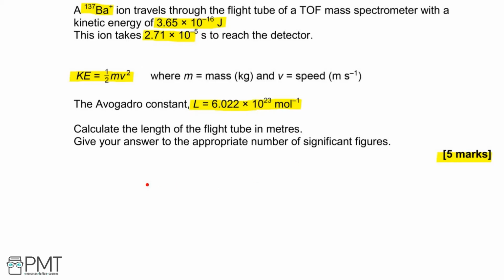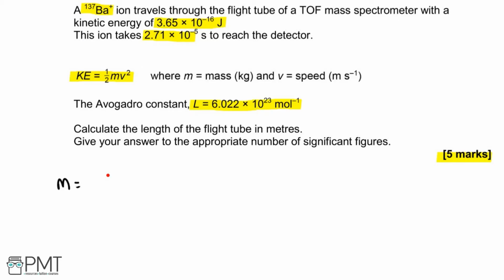Now, in order to calculate the length of the flight tube, we are going to need to know the speed of our ion. And in order to work that out, looking at our kinetic energy equation, we can see that we're going to need to know the mass of our ion. And we need to know the mass of one ion specifically. It does give us a mass here with 137, but that is the mass in grams of 1 mole of these ions. Whereas we need to calculate the mass of a single ion. And the way we're going to do that is by taking the mass of 1 mole and dividing by the number of ions in that mole, which is the value of the Avogadro constant.